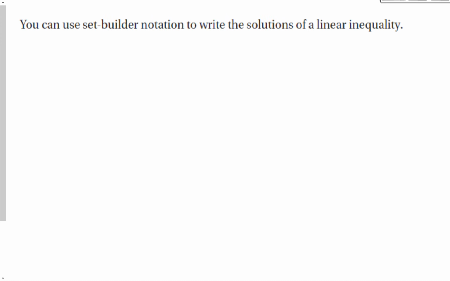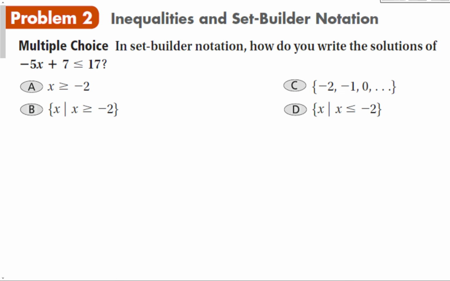We can use set builder notation to write the solutions of a linear inequality. So when we do this, first I'm going to have to solve this inequality, and then I can use set builder notation to write all the solutions of this particular inequality. So let's solve it first. Negative 5x plus 7 is less than or equal to 17.